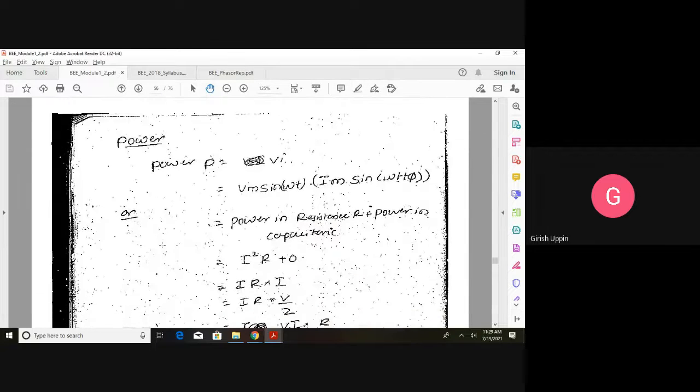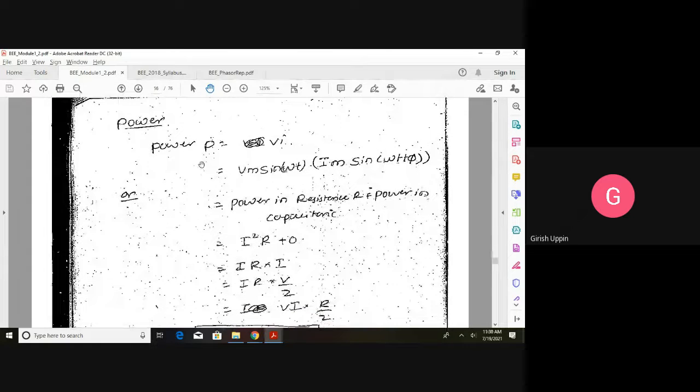And what is the power consumed in the RC circuit? The instantaneous power P is equal to V into I. V is Vm sin omega t, and I is Im sin omega t plus phi, because it's an RC circuit. Or we can say the power consumed in the RC circuit is the sum of the power in resistance plus the power consumed in the capacitance. What is the power consumed in resistance? We know I square R. What is the power consumed in a pure capacitor? We already proved it as 0.